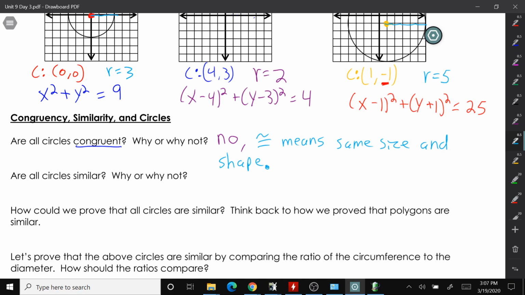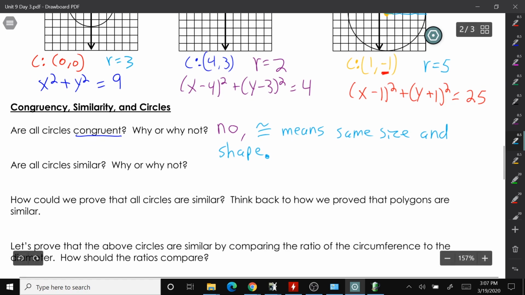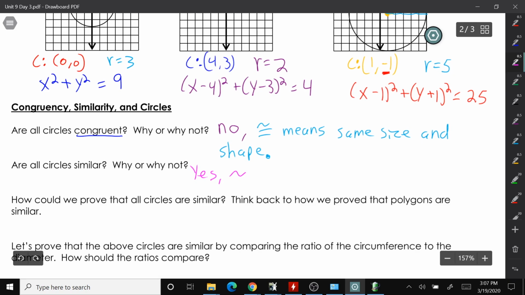Now, when we talk about similar, remember similar just means that it's the same shape, that size can be different, that you enlarge something or shrink something and it becomes similar. So yes, similar because circles all have the same shape. They're all round and they all have a radius, but they're not the same size.